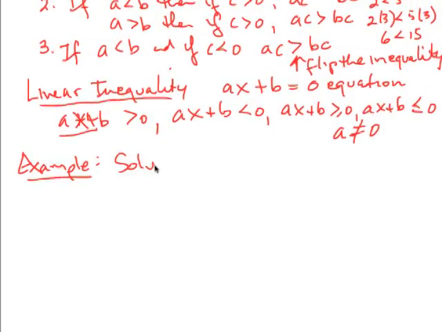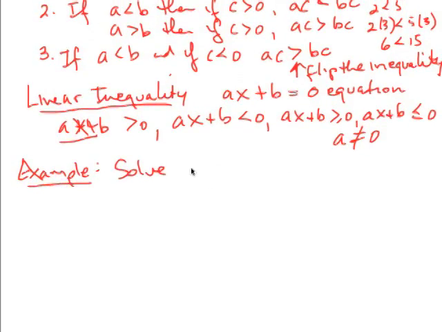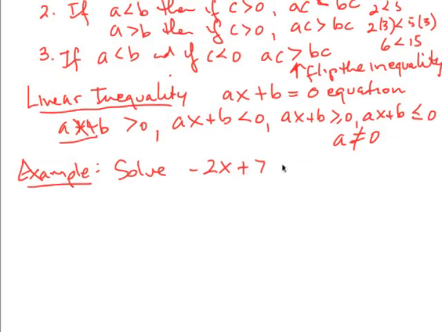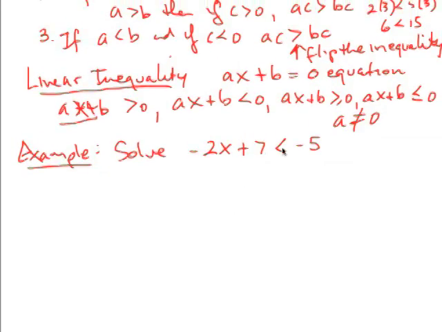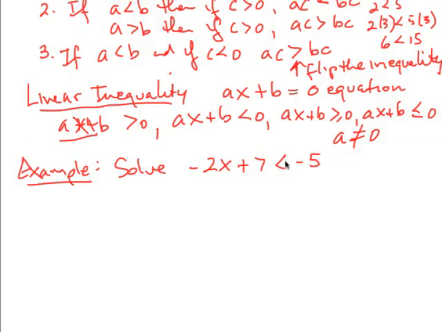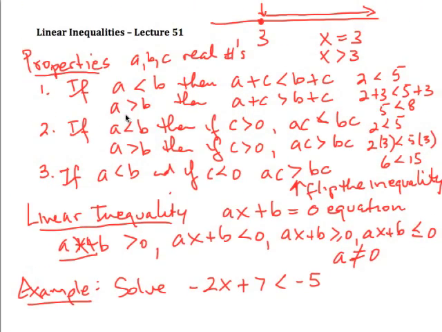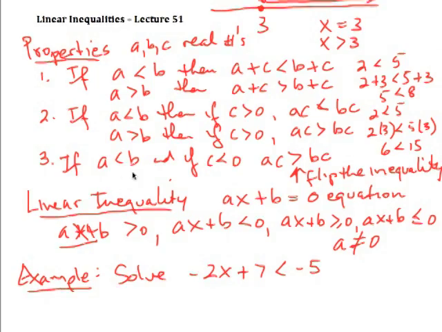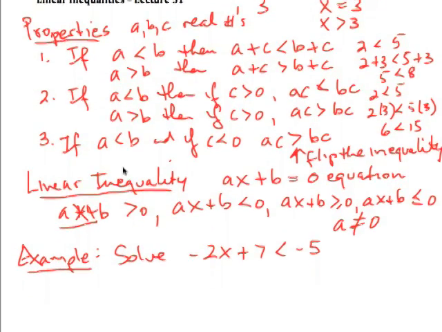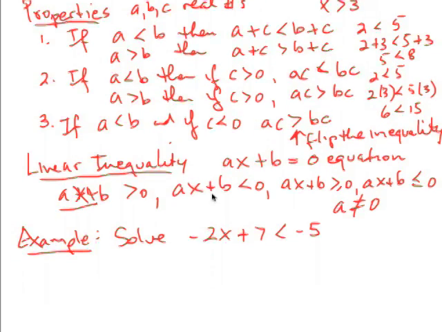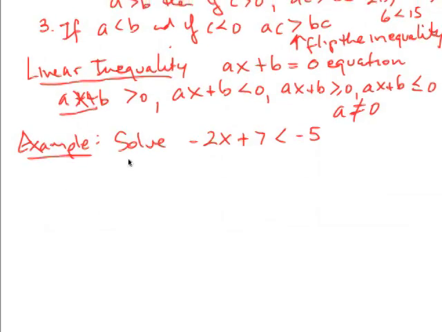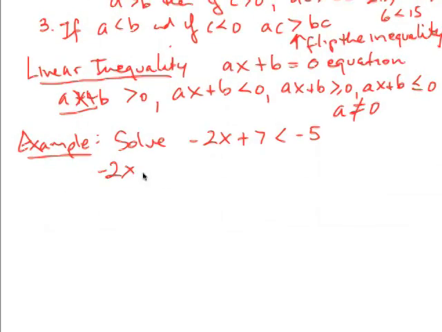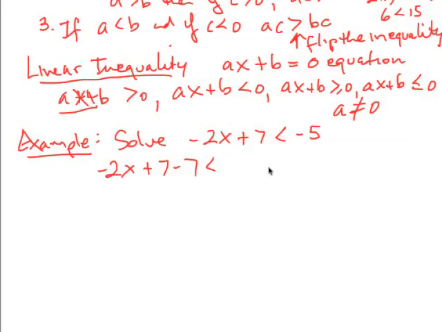All right, let's suppose I want to solve negative 2x plus 7 is less than negative 5. Now we do exactly the same thing. We think about this as being an equal sign, as long as we're not going to multiply or divide by a negative number. Multiplication and division are the same thing. What we want to do is isolate the x. So the first thing we do is subtract 7 from both sides.